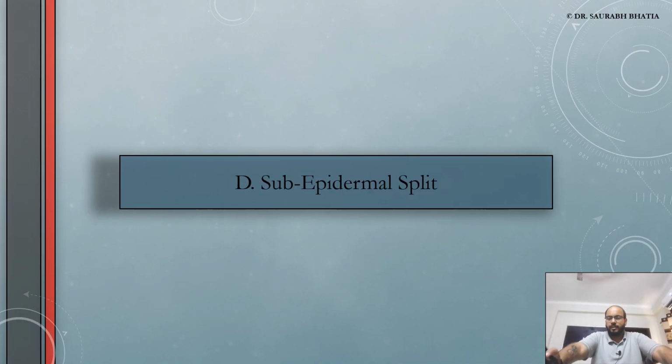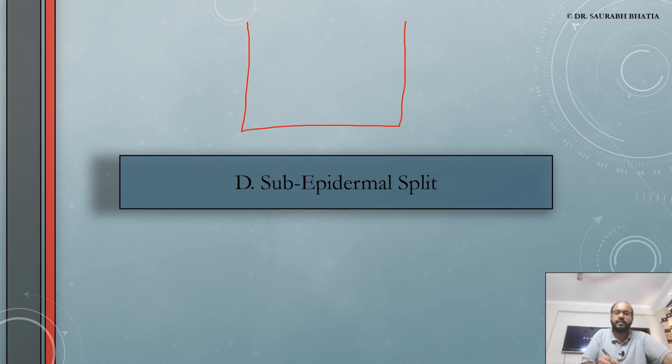Now, sub-epidermal split. All of the disorders that are left majorly will be covered by sub-epidermal split. In sub-epidermal split, the split is there below the epidermis, as the name suggests. So the split happens at the level of the dermoepidermal junction.